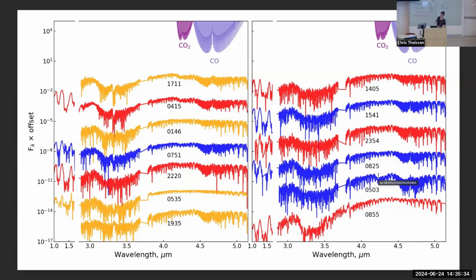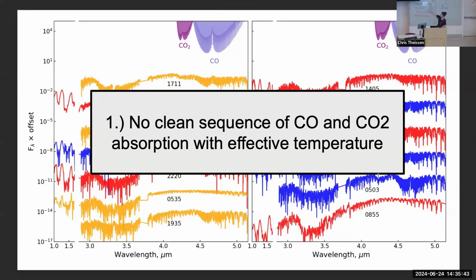It's not necessarily what we expected, but it's similar to what Sam's finding. And actually, when you go back and look at the modeling, it's not quite so shocking. So this is the first big takeaway I would say, that there's not this clean sequence of CO and CO2 absorption strength with effective temperature.